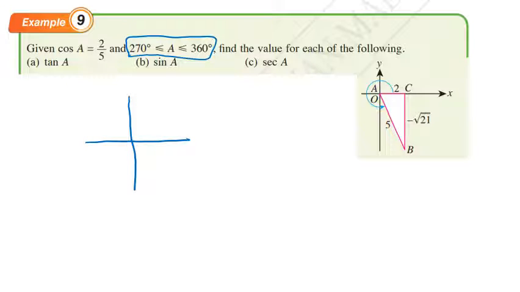So quadrant 1, 0 to 90. Quadrant 2, 90 to 180. Quadrant 3 adalah 180 to 270. So quadrant yang keempat adalah 270 to 360. Oh, kita punya dia dekat sini. So kita pun binalah segitiga kita sekejap. Okay, so kalau kita nak tengok ni, cos A is equal to 2 over 5. Kita bina dua segitiga. Bermakna this is our triangle, our angle which is A. Tulis A kat dia.